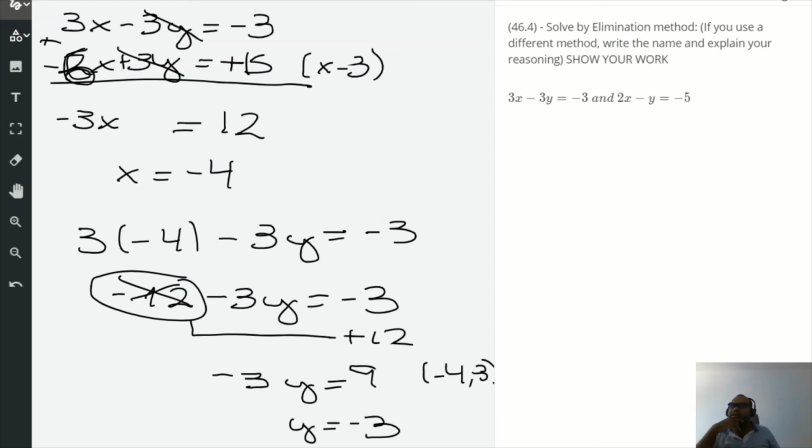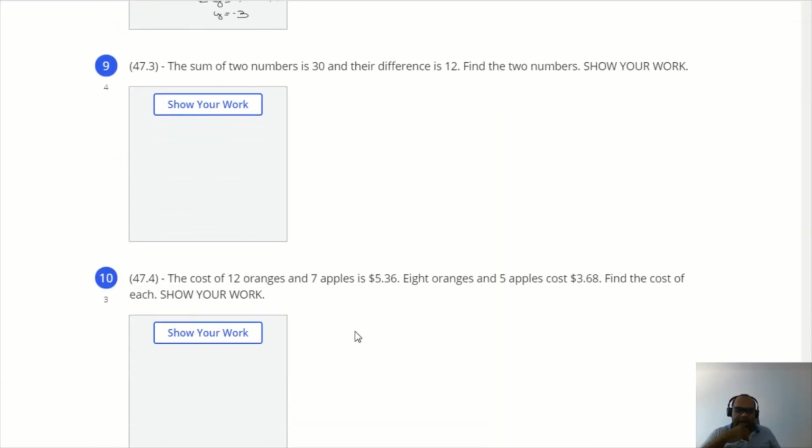Done. Really simple. Let's go ahead. Number 9. Let's solve number 9.